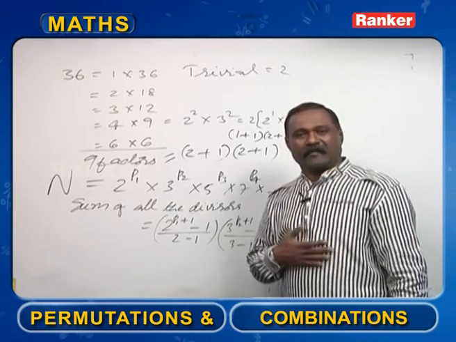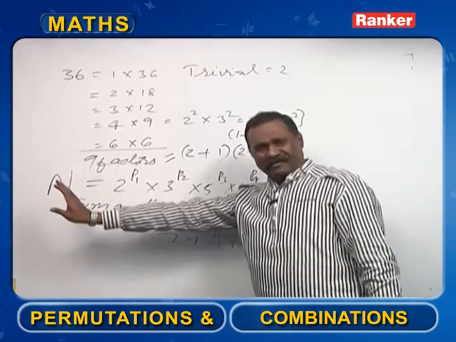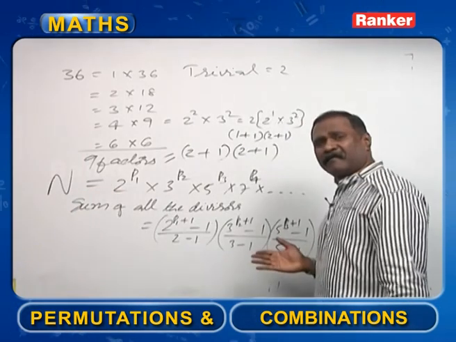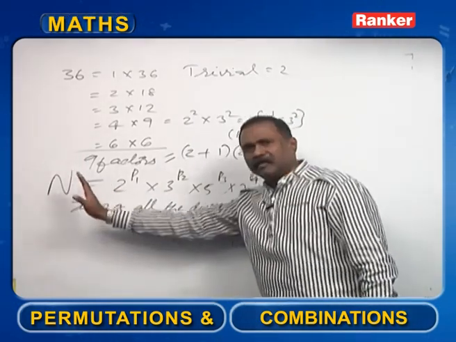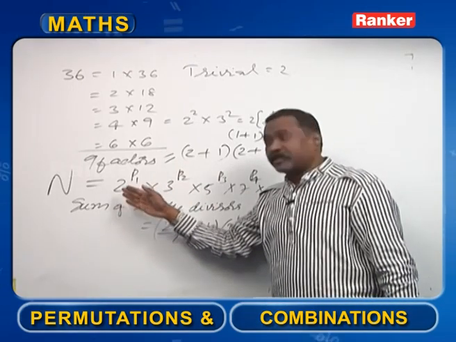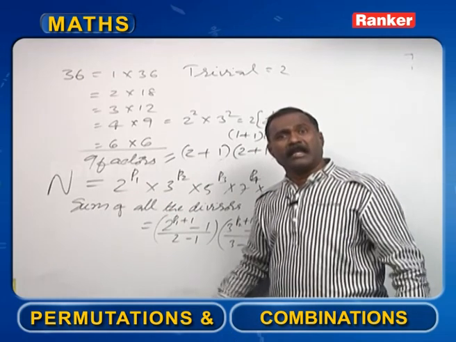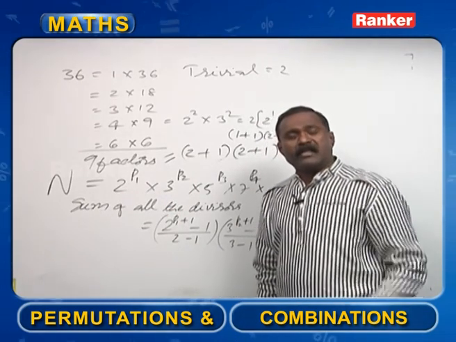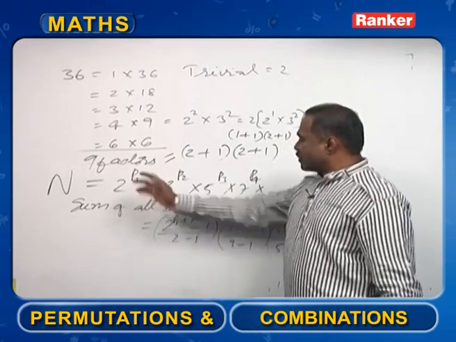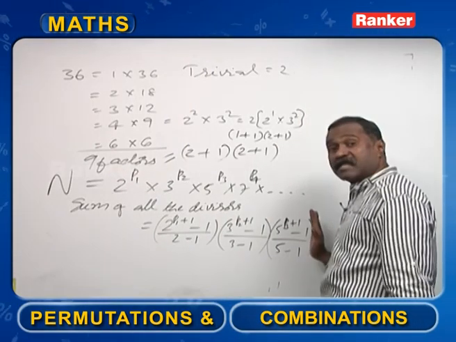You can understand. Sum of the odd divisors means you avoid the 2 power p1 and write the same formula. Avoid 2 power p1 because that will make any number even. If you multiply any number with an even number, that becomes again an even number. So if you need the sum of odd divisors, then avoid this and apply the same formula. That means this will be avoided, and from this one the formula starts.